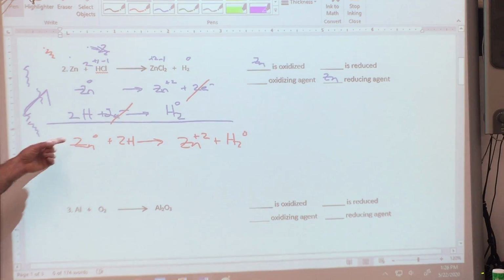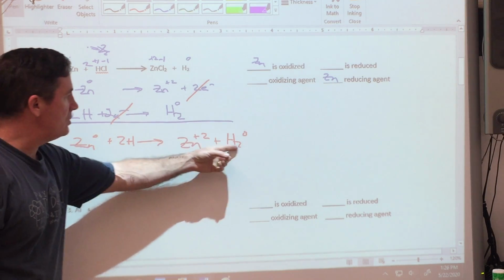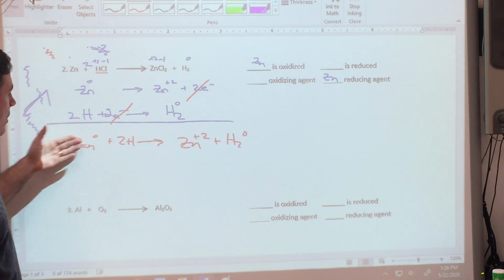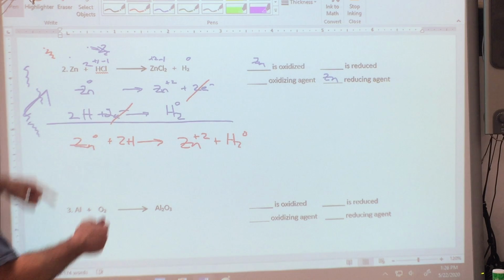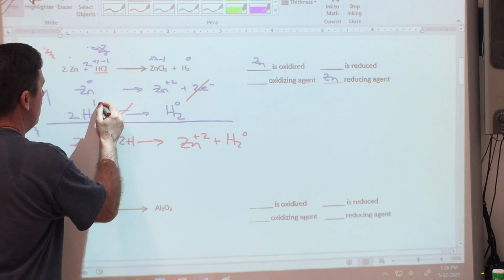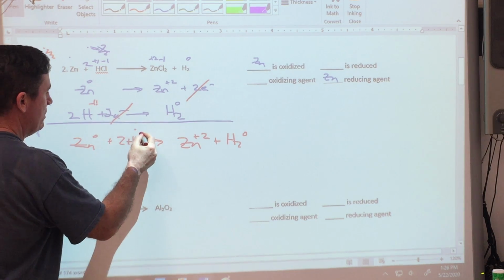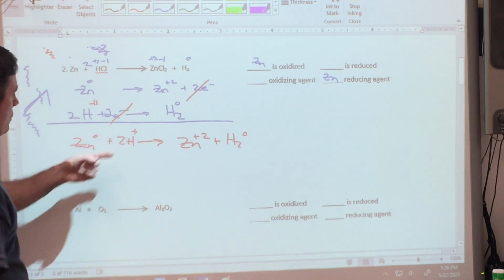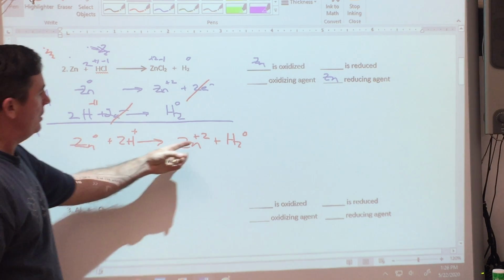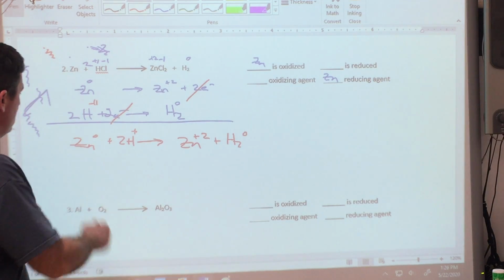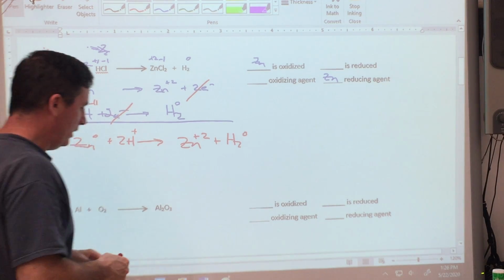I'm left with zinc 0 plus 2 hydrogens yields zinc plus 2 plus H2 as a 0. 1 zinc, 1 zinc, 2 hydrogens, 2 hydrogens. Okay, that's a positive 1, sorry. So I've got 2 positives on that side, 2 positives on that side. That seems to work. All right, last one.